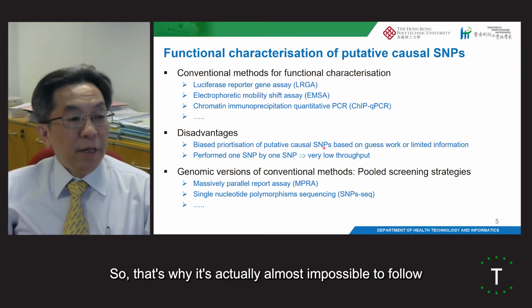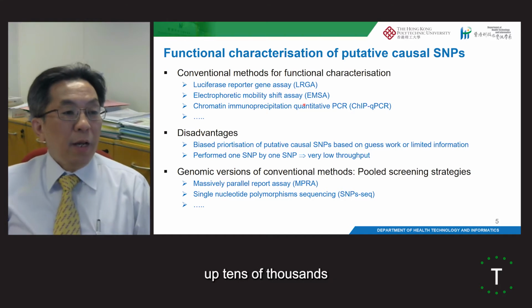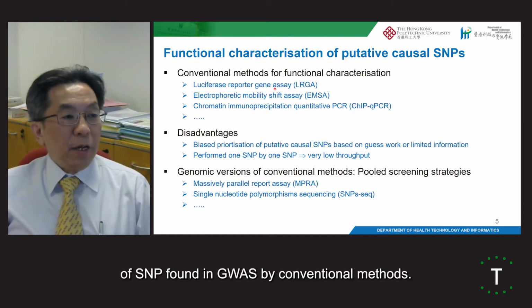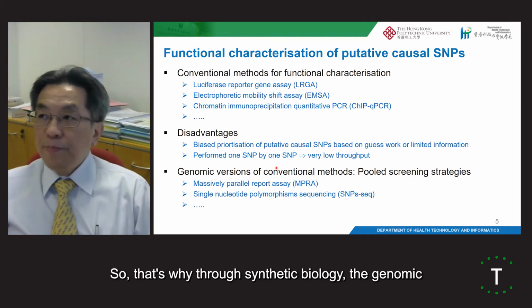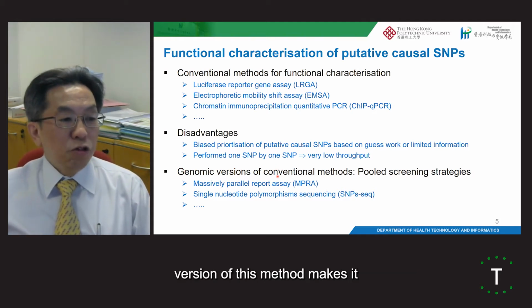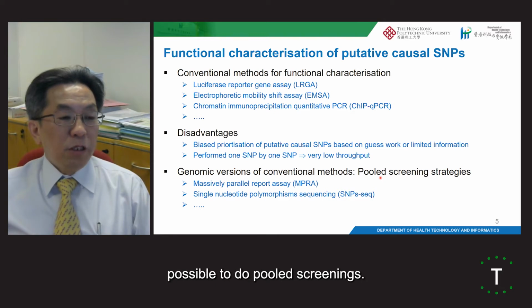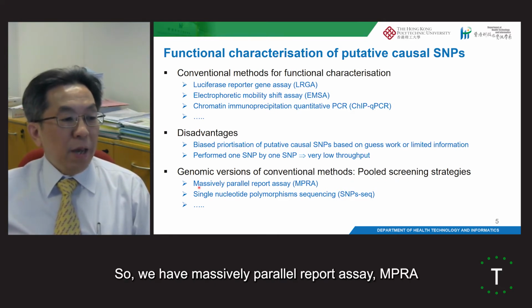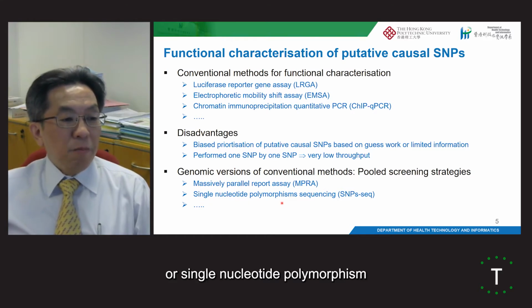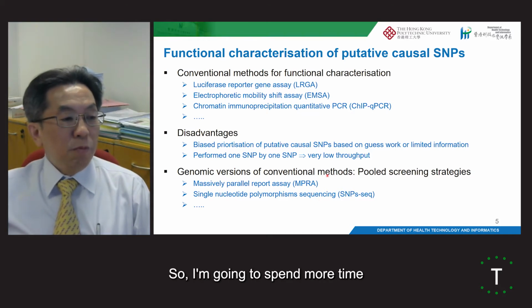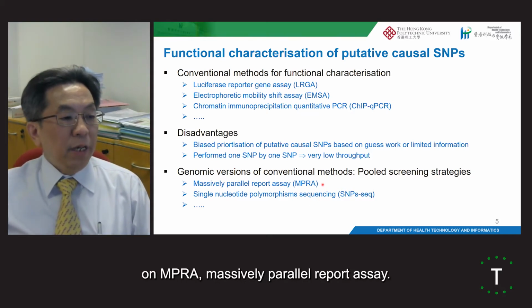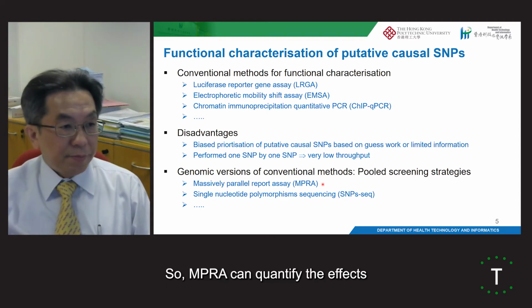So that's why it's almost impossible to follow up tens of thousands of SNPs found in GWAS by conventional methods. That's why, through synthetic biology, the genomic version of this method makes it possible to do pooled screening. So we have massively parallel reporter gene assay, MPRA, or single nucleotide polymorphism screening sequencing, SNP-seq. I'm going to spend more time on MPRA, massively parallel reporter assay.